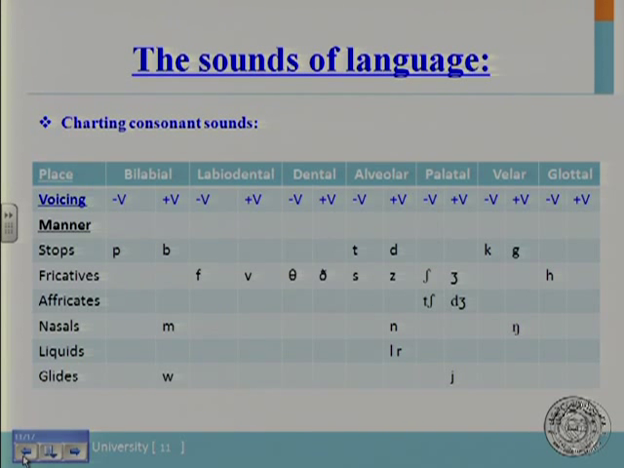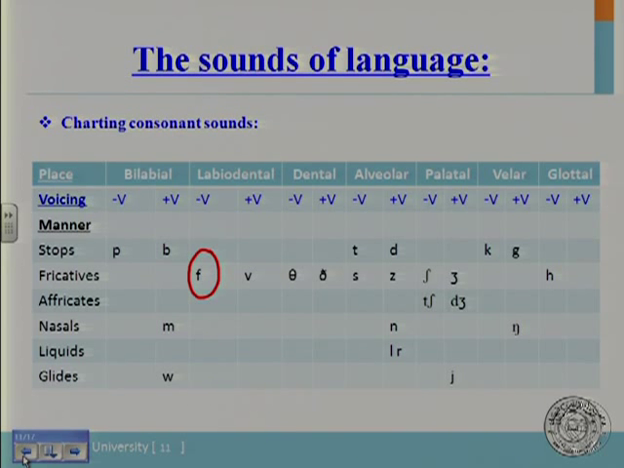The second group here is labiodental. In labiodental we have f and v. The place of articulation is labiodental, but the manner of articulation is fricative. Why is it called a fricative? Because there is a blockage, but at the same time we have a very narrow passage, and you can feel the friction while saying f, v. F is a voiceless sound, and v is a voiced sound.